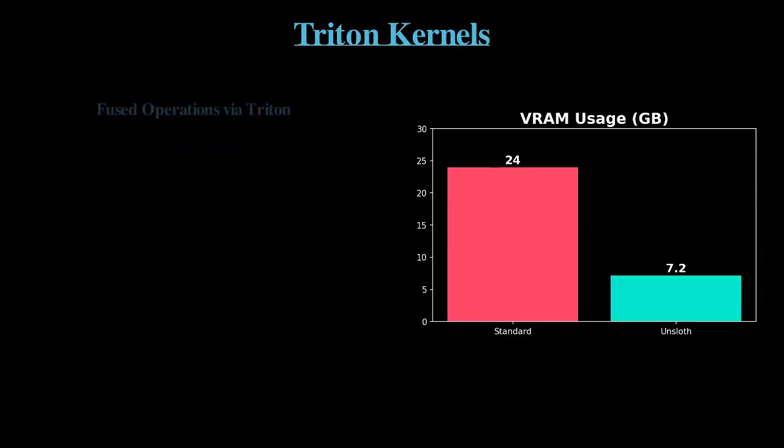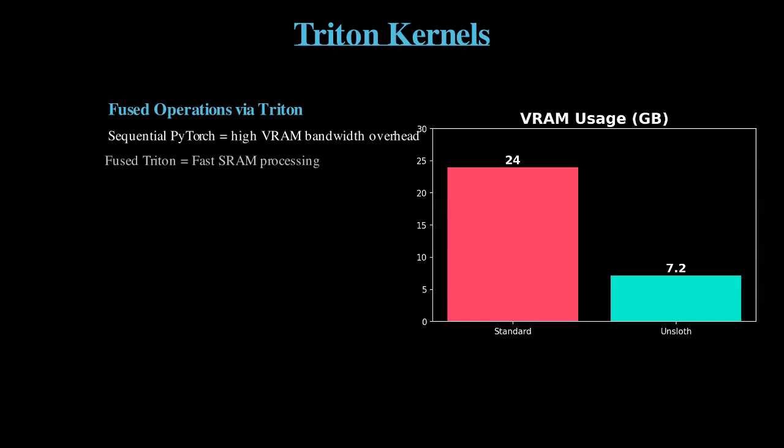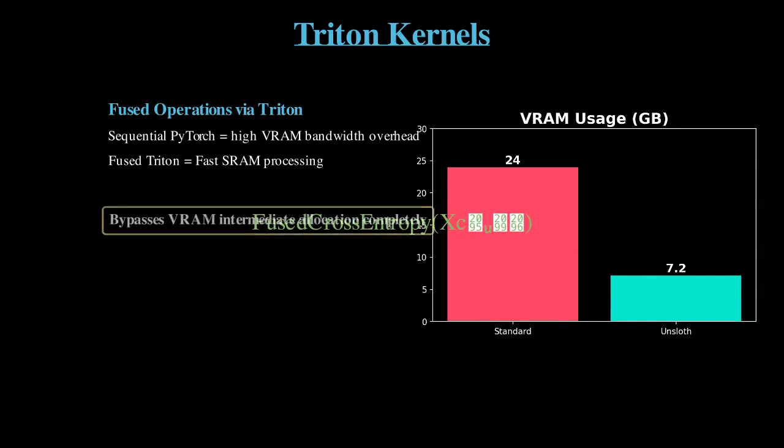Unsloth's real magic lies in its custom Triton kernels. Standard PyTorch operations execute sequentially, writing intermediate tensors back to VRAM. Unsloth fuses these operations. For example, instead of computing cross-entropy loss by casting logits to float32, computing softmax, and then the log loss, which causes massive memory spikes, Unsloth fuses these into a single step. It skips the intermediate VRAM write entirely, processing chunks directly in fast SRAM, which avoids catastrophic out-of-memory errors on consumer GPUs.